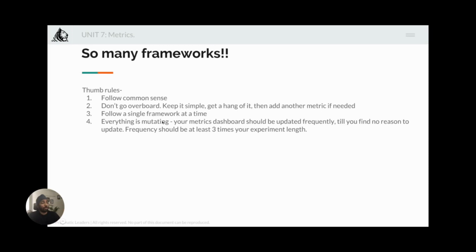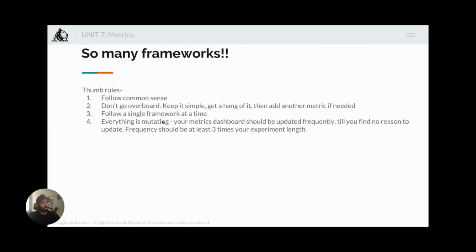Follow a single framework at a time. Don't mix it up. Don't start using Eric Ries and AARRR and HEART, all of them put together. It'll only confuse you in the beginning. Once you become a veteran, yes, it'll become very easy for you. But in the beginning, just use one. So use HEART across GSM and you're sorted, or just use AARRR and you're sorted. You don't have to use everything.